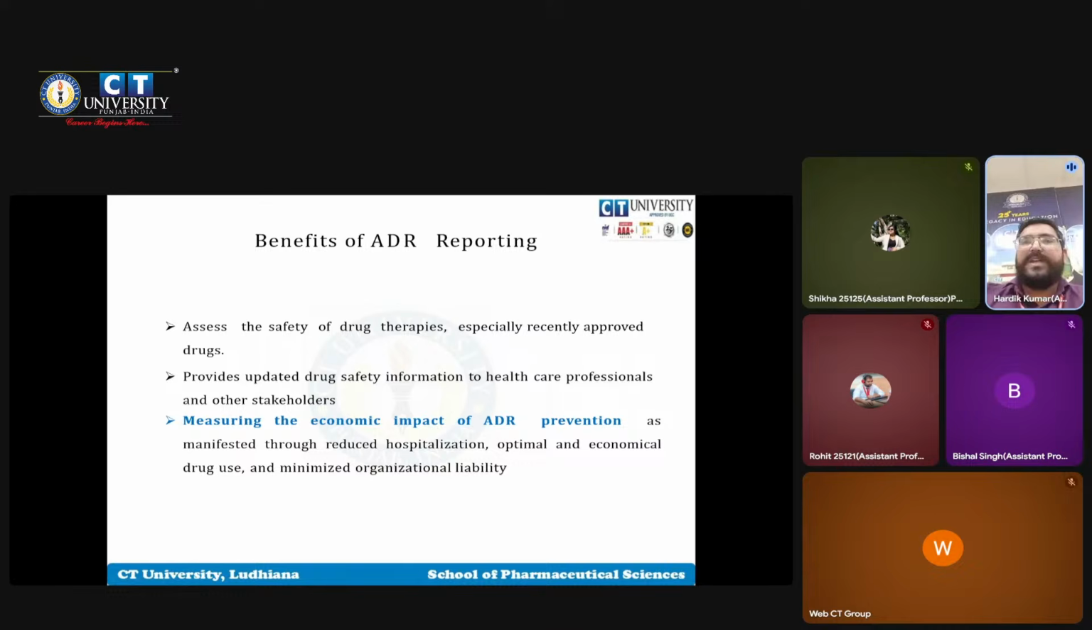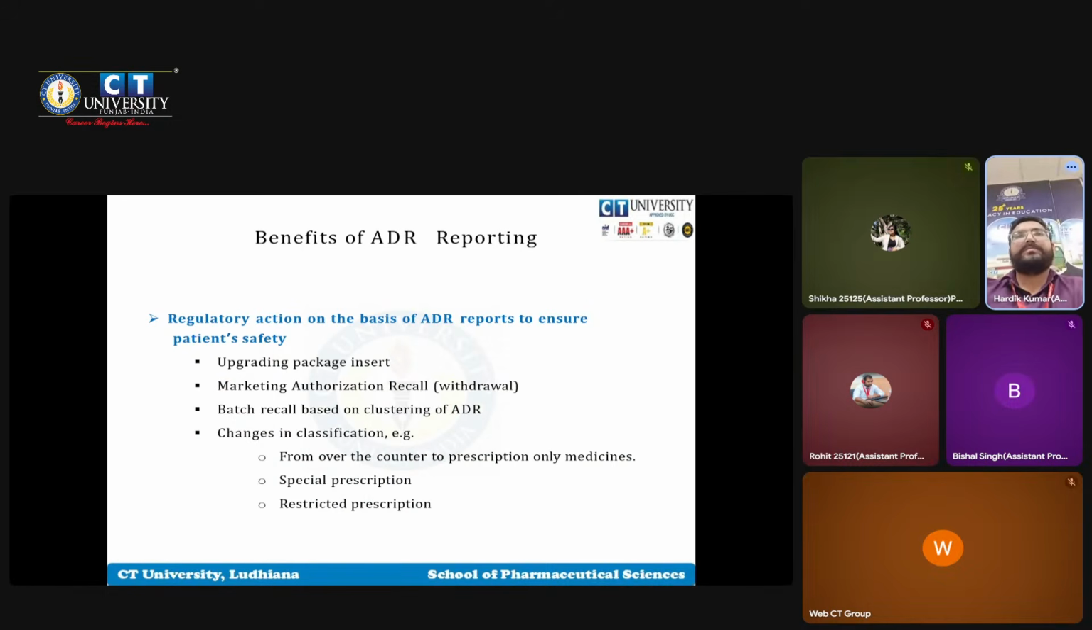The benefits of ADR reporting: assess the safety of drug therapies, especially recently approved drugs, provide updated drug safety information to healthcare professionals and other stakeholders, measure the economic impact of ADR prevention as manifested through reduced hospitalization, optimal and economical drug use, and minimized organizational liability. The next slide, please.